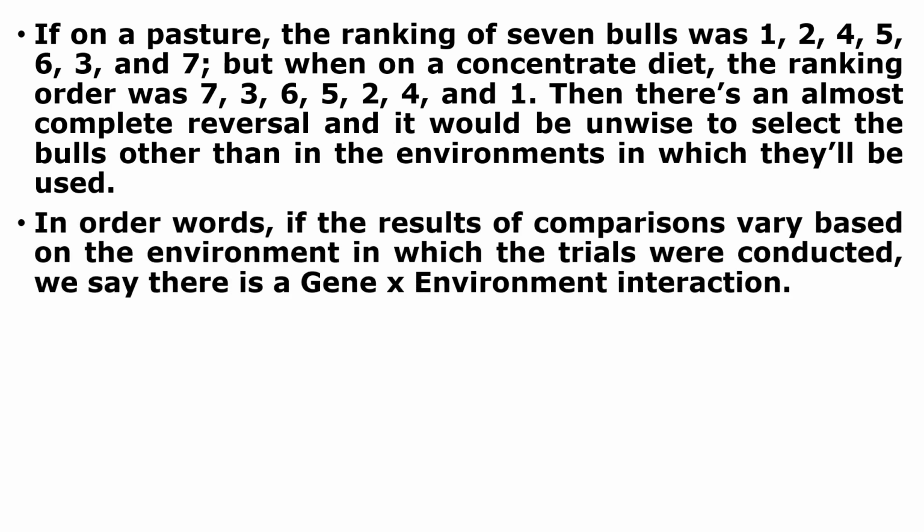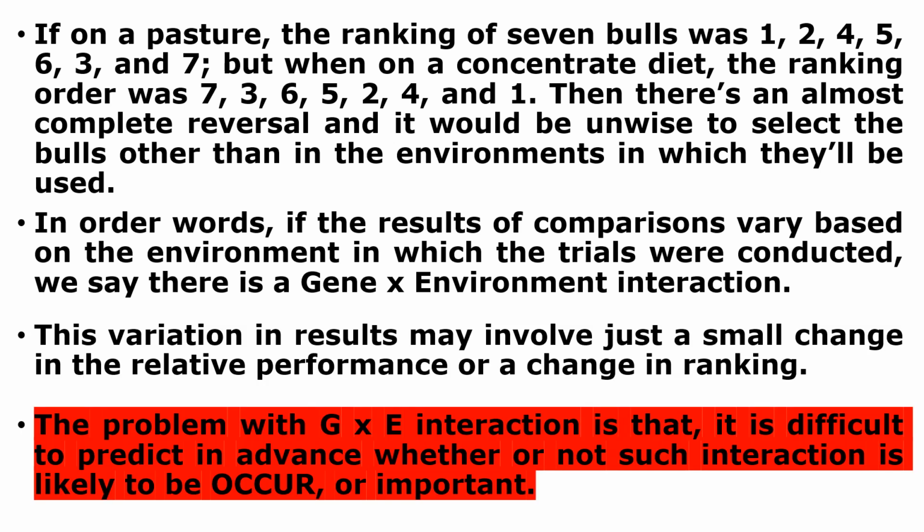That's the implication. In other words, if the results of comparison vary based on the environment in which the trials are conducted, we say there's a gene and environment interaction. This variation in results may involve just a small change in the relative performance or a change in ranking. And the problem with gene and environment interaction is that it is difficult to predict in advance whether or not such an interaction is likely to occur, or whether such an interaction will be important in evaluating the performance of the animal.